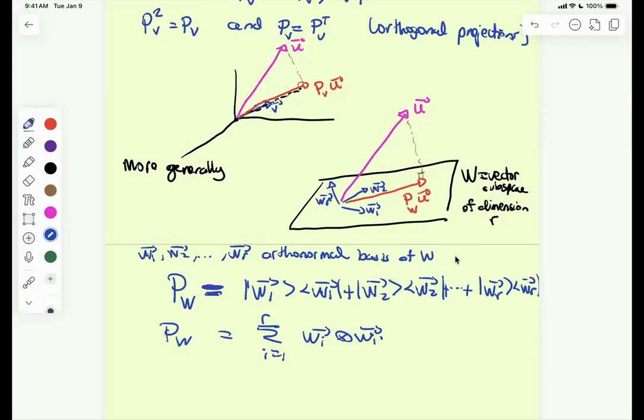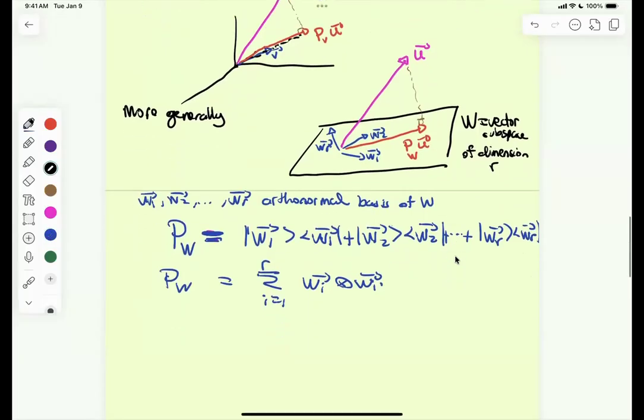And yes, sir. Just to visualize, what would be the difference between PW and PW of U? Oh no, so PW is the matrix itself, right? PW of U is what it does to an actual vector, right?